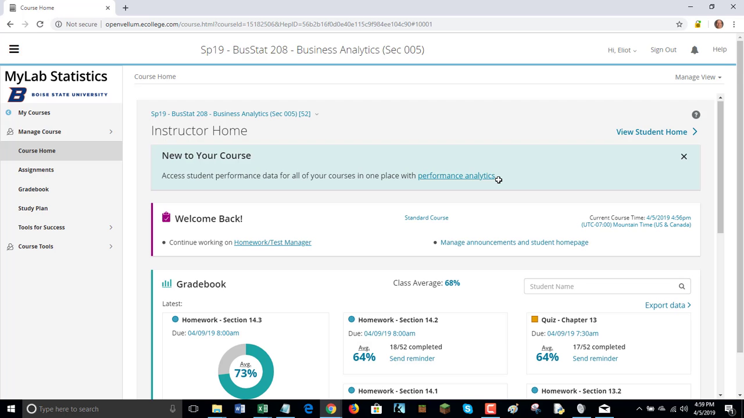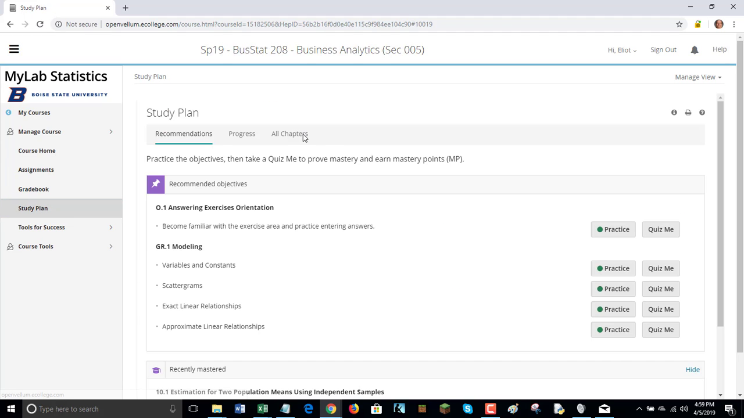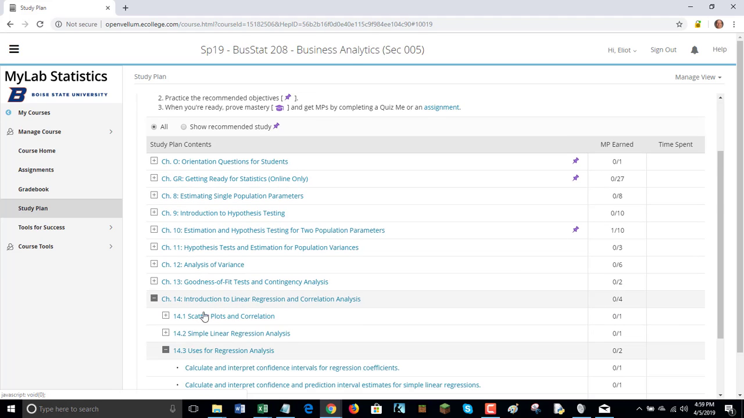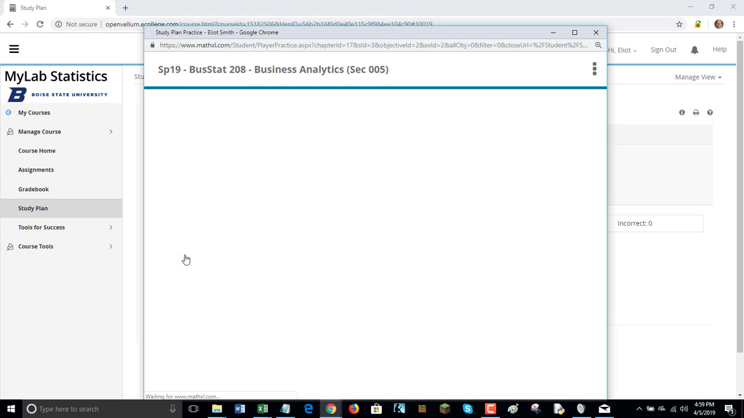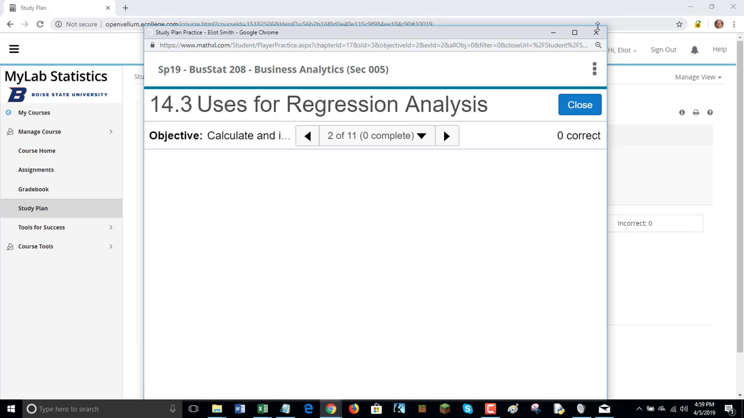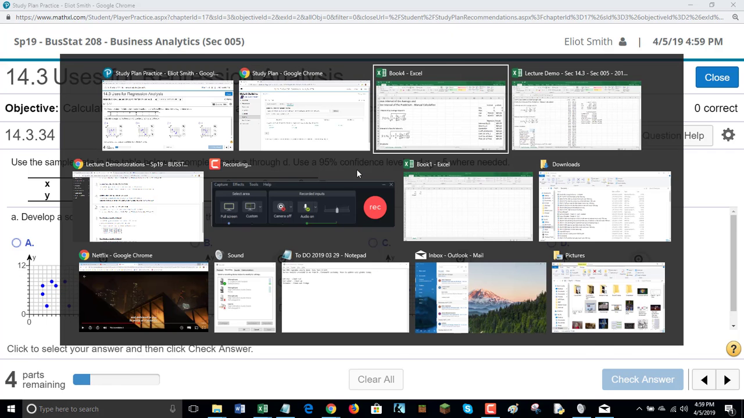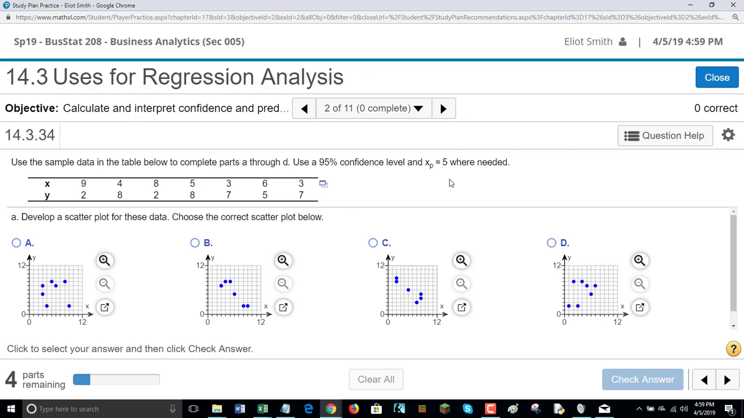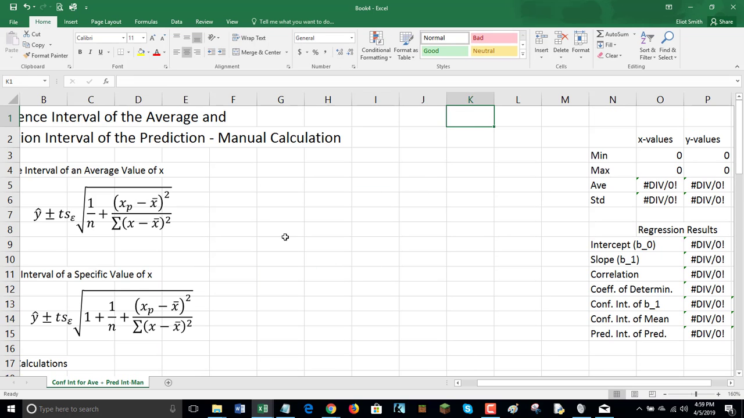And let's go to my StatLab. Now let's go find a problem. Easiest way to do that is go into the study plan. All chapters, chapter 14, 14.3, and select objective. And I'll just take the first problem. And I've already expanded that in advance of this video in anticipation of doing this. And so use a 95% confidence. So we're going to scroll down here where we do 95%. Good, that's what we wanted. X sub p equals 5 were needed. That's good. All right, go back to K.